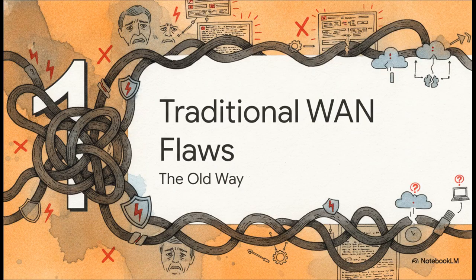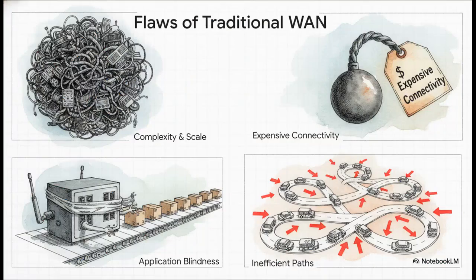All right, Section 1, the flaws of traditional WAN. Let's paint a picture of just how frustrating the old system was for both network engineers and end users. Managing a traditional WAN wasn't just hard, it was fundamentally flawed by its own design. Traditional WAN suffered from a total laundry list of fatal flaws. First off, immense complexity and scale issues, largely thanks to decentralized intelligence.